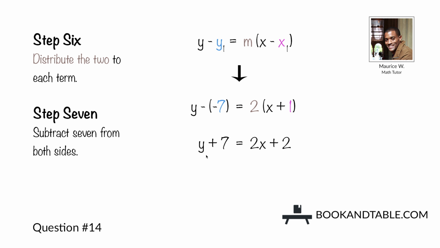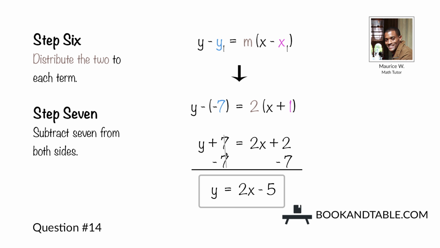And to isolate this y, we want to get rid of this 7. So the last step, subtract 7 from both sides. 2 minus 7 will give you -5. So the equation of the line is y = 2x minus 5.